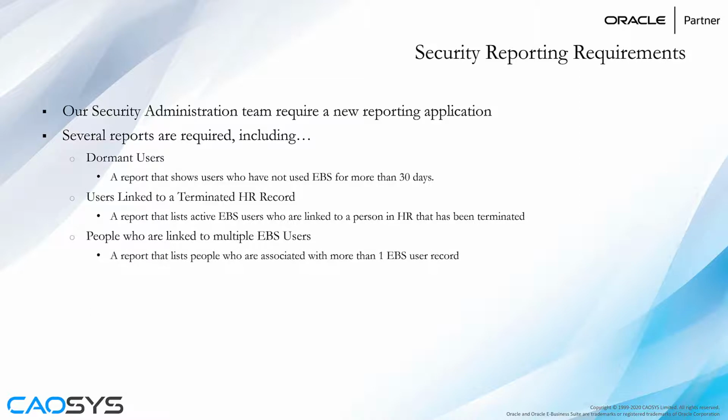Next, we've got a report that shows people who are linked to multiple EBS users. Now, this is a very common type of reporting requirement in EBS, simply because if you have people who are linked to more than one EBS user record, it can cause issues in various parts of EBS. So having visibility of these users is a good thing in terms of cleaning up the users.